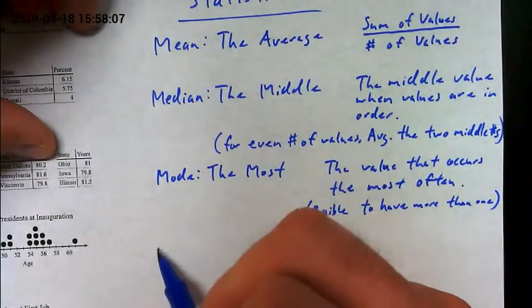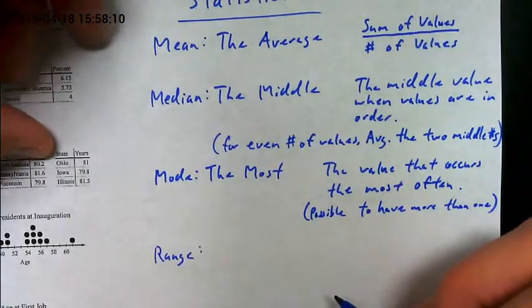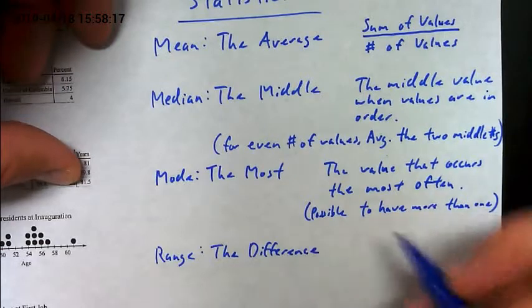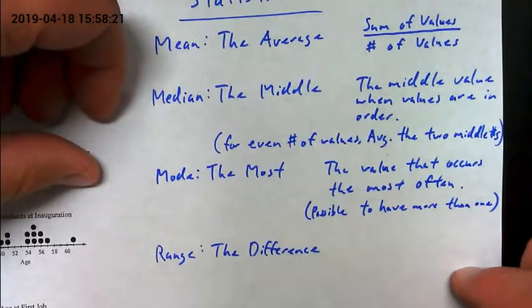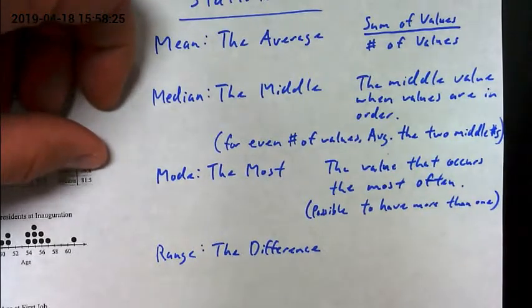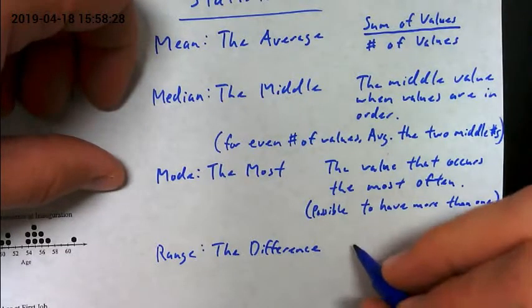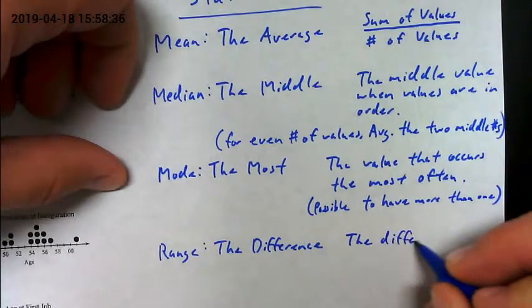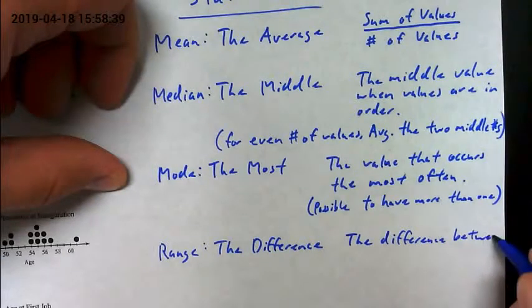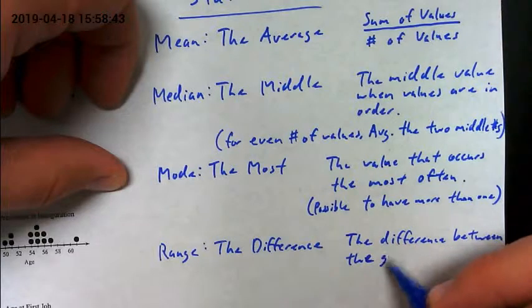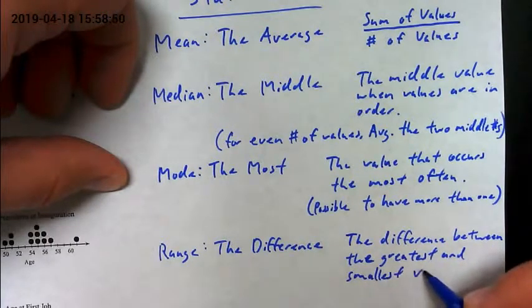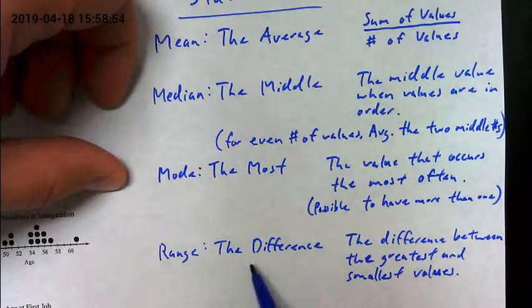All right, last one is the range, which is the difference. So when we're talking about range in terms of statistics, the range is the difference between the greatest and smallest values. So basically subtract the biggest number and the smallest number. So again, it's the difference between the greatest and smallest values.